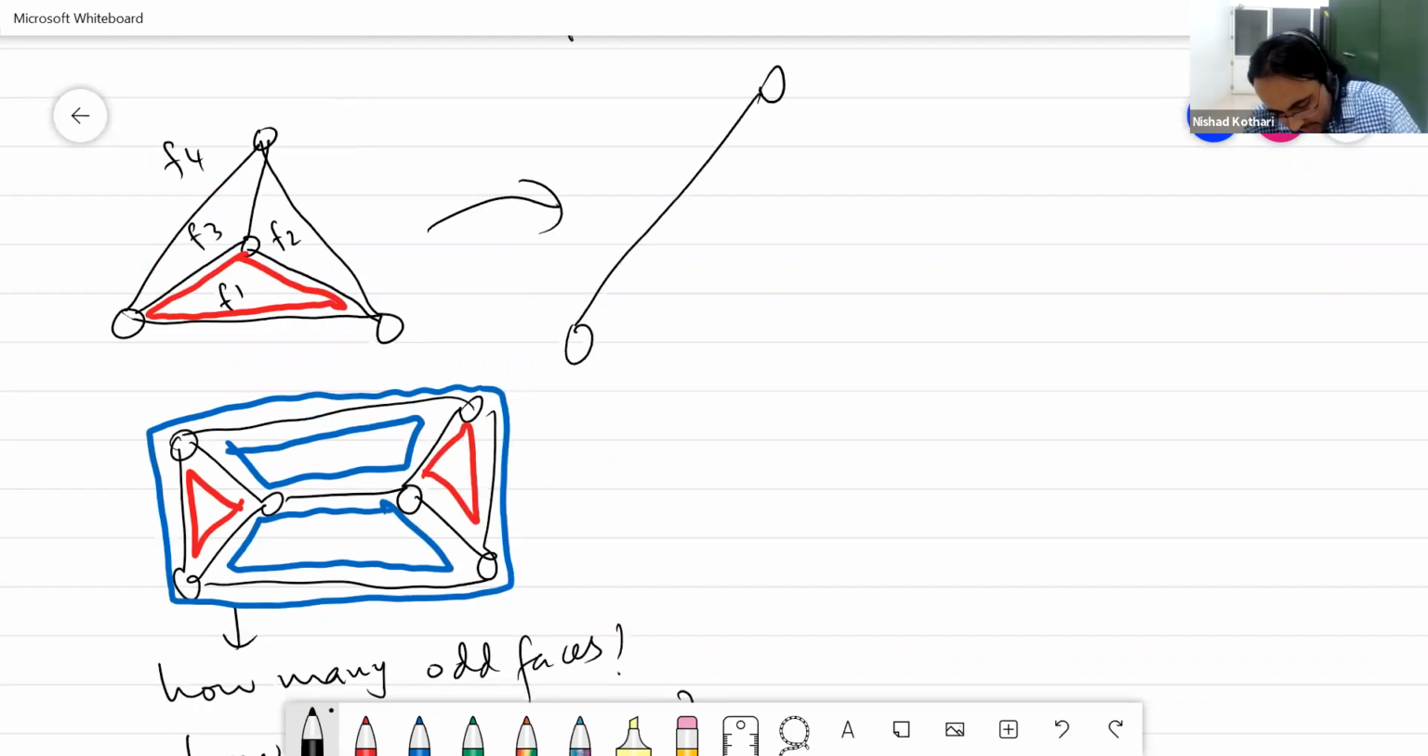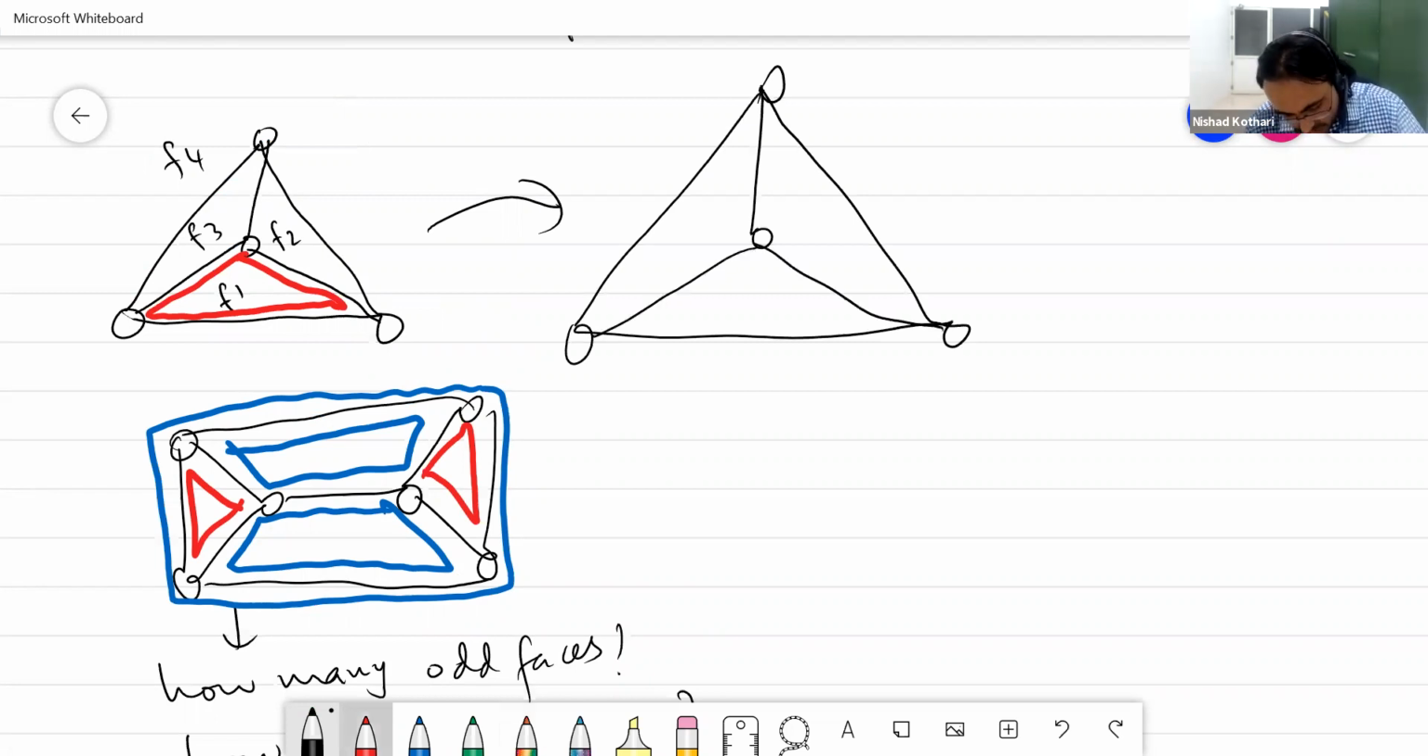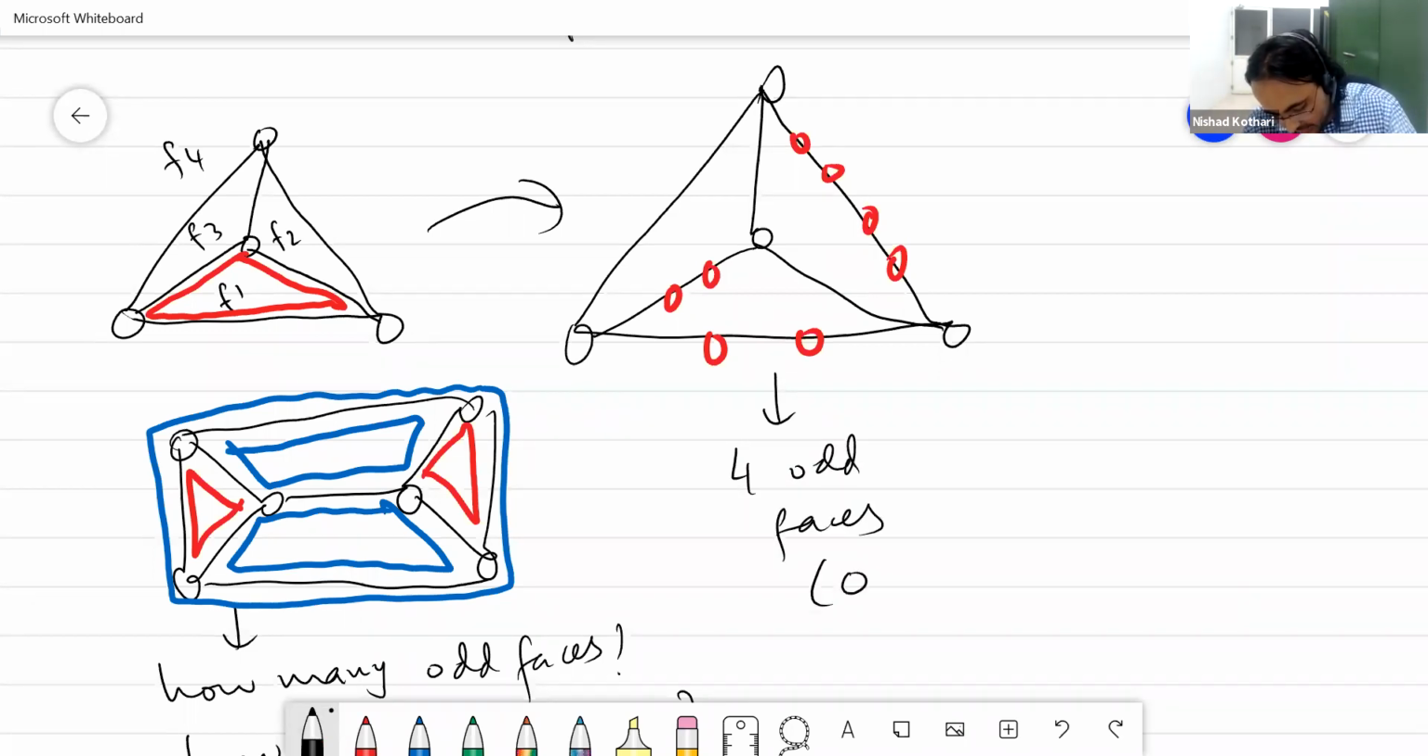And now, if you take a bi-subdivision of K4, any bi-subdivision of K4, this is where the parity is important. Bi-subdivision means you have to replace each edge by a path of odd length. If you take any bi-subdivision of K4, you will still have 4 odd faces. Every face will be an odd face. 4 odd faces, and also 0 even faces because there are totally 4 faces. But the important part is that there are 4 odd faces.